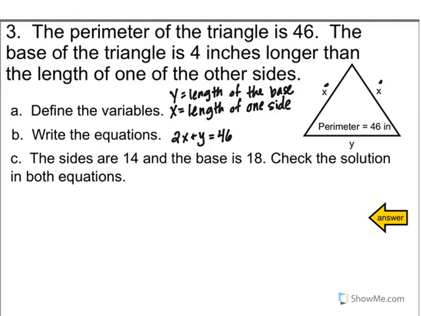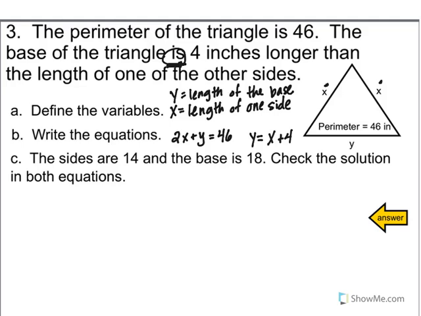Now we know the base of the triangle, the base is Y, is my equal sign, 4 inches longer than the length of one of the other sides. Well, the length of one side is considered X, and 4 inches longer than that, that would be X plus 4. So those are my two equations.